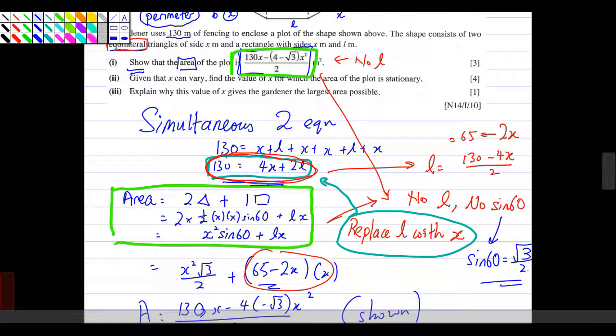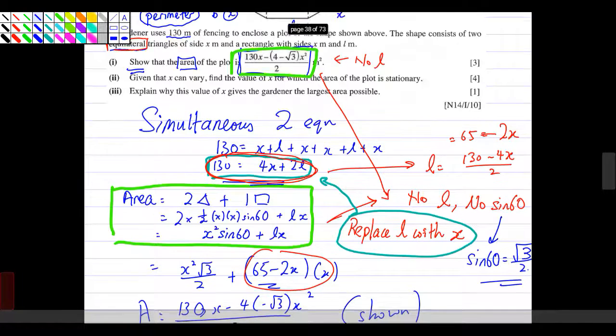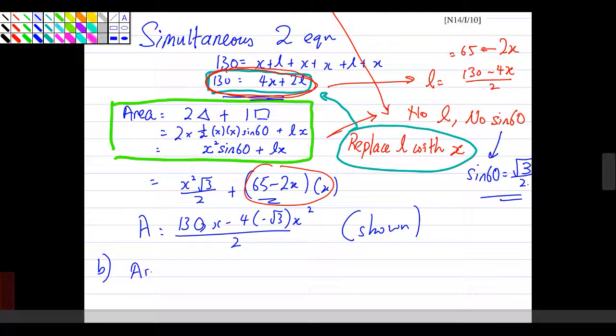Given x can vary, means x can change. Then it says find the value of x when area is stationary. So based on the word, the area has a stationary point. What does that tell you? D cannot, in this equation there's no y. What do you write? dA over dx equals 0.